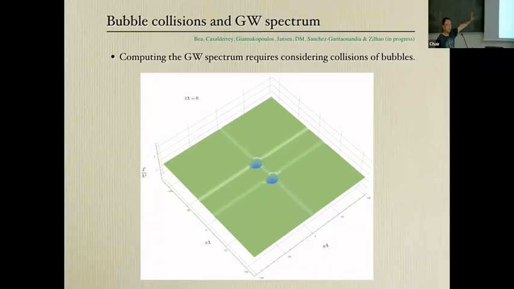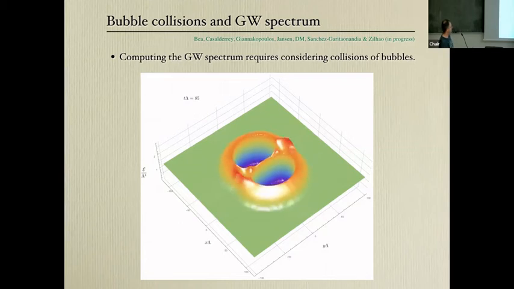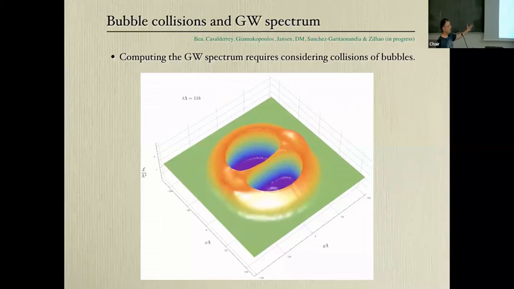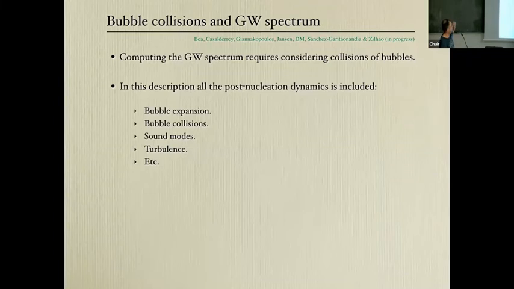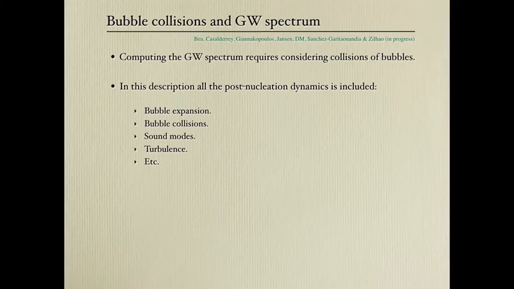Now, of course, if you want to compute the gravitational wave spectrum from these collisions, you can't just look at a single bubble. You have to look at multiple bubbles. So let me show you what happens with 2 bubbles, because now you will see them collide. Again, this is energy density as a function of position and time, and it's the result of translating into the quantum field theory the 5-dimensional calculation. So this is work in progress, but what I want to emphasize is that in this description, there are no approximations in the sense that all the post-nucleation dynamics, and that means the bubble expansion, the bubble collisions, all the sound modes that propagate in the plasma, the possible appearance of turbulence, all of that is included.